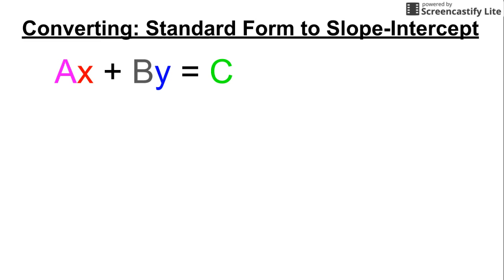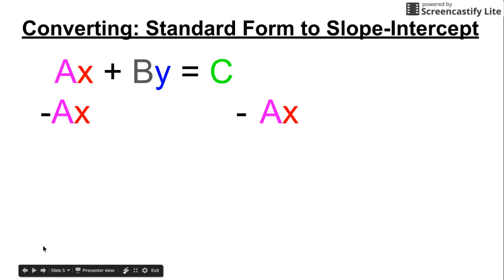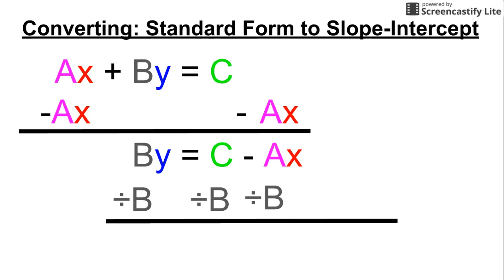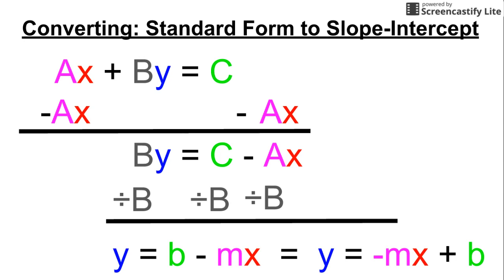First step is we need to isolate our by, so we subtract ax from each side. And then we have by equals c minus ax. And now we need to get y by itself. So we're going to divide all three parts of this by the coefficient on y. So divided by b, divided by b, divided by b, to give us y equals c over b minus a over b x, or y equals negative a over b x plus c over b. So that's that. Rearrange it so that it's in the correct order. You don't want your constant value first. You need your mx value first in slope-intercept form.